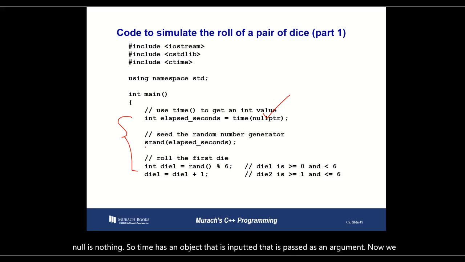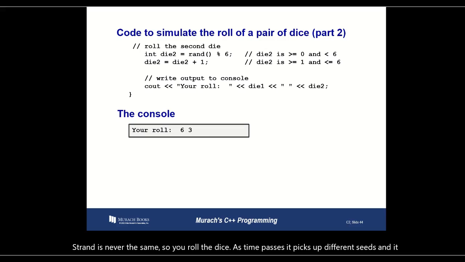So then you write the srand as the time in seconds, current time in seconds. That is your seed. The beauty of this is that this changes constantly with the time. So srand is never the same. So you roll the dice. As time passes, it picks up different seeds and it produces different results. So you can try this code on your Visual Studio and see how it works when you roll the dice. What are the different numbers that come up?